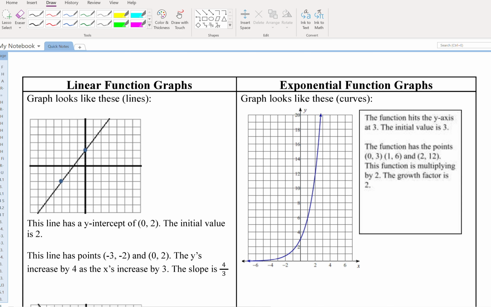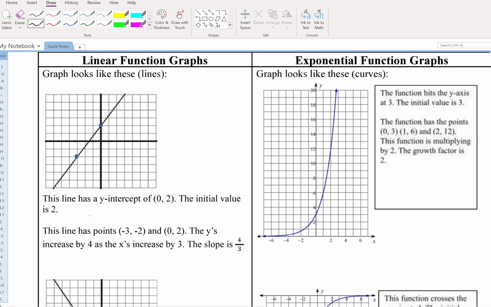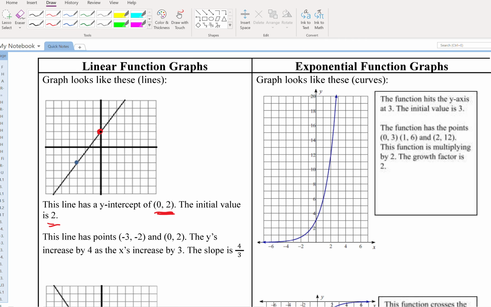All right, linear function graphs. It talks about what these look like. This line has a y-intercept of 0, 2. I'm going to go over that in red. So that is 0, 2. The initial value is 2. The line has 2 points. It has more points, but it has these points, 0, 2, and negative 3, negative 2. And it shows those points because they are at whole numbers. Both of these are whole number values. So it makes it easier to just kind of tell what the slope is.